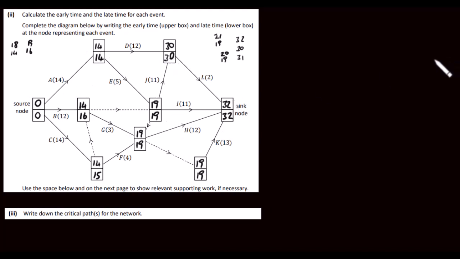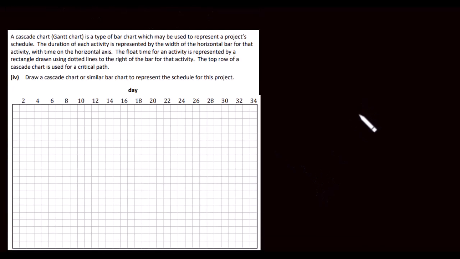There are two critical paths that we can use. So we've got A, E, J, L. And we also have A, E, and K with two sink nodes there. Okay, so let's have a look at part 4.